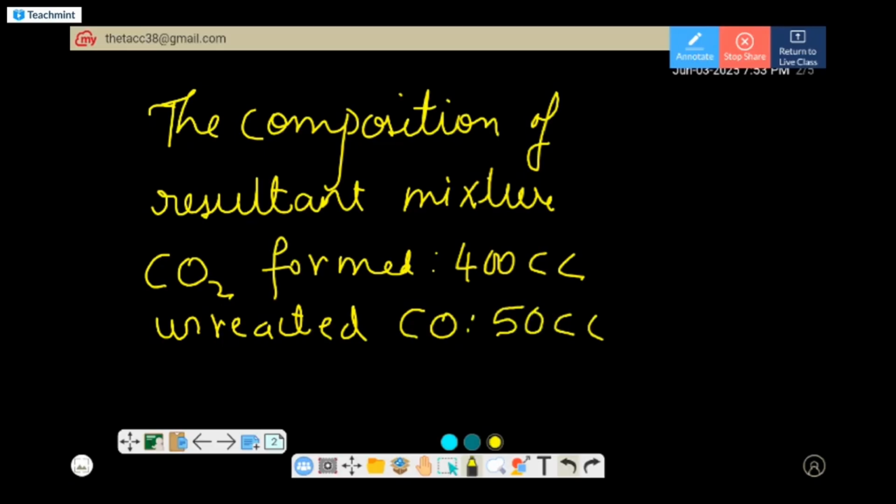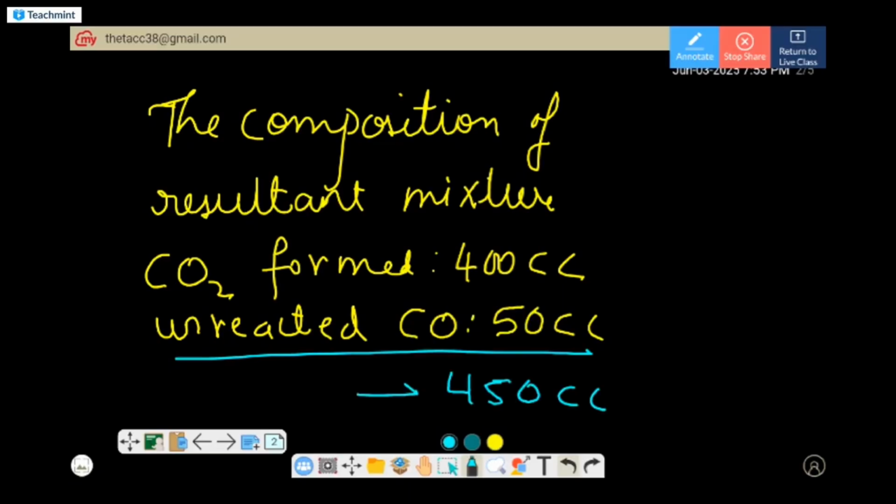So in total, how much is the mixture? 400 plus 50 is 450 cc. A combination of gas is formed. It's a mixture of gas, and this gas is a mixture of carbon dioxide and carbon monoxide. And that resultant gas is going to have a volume of 450.